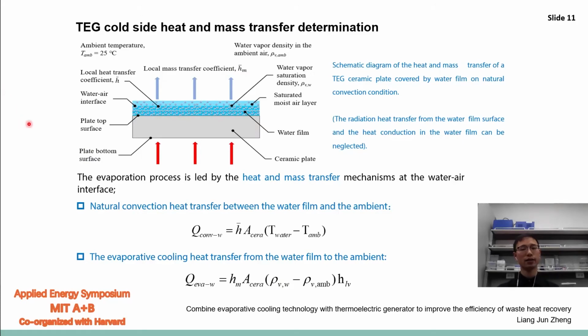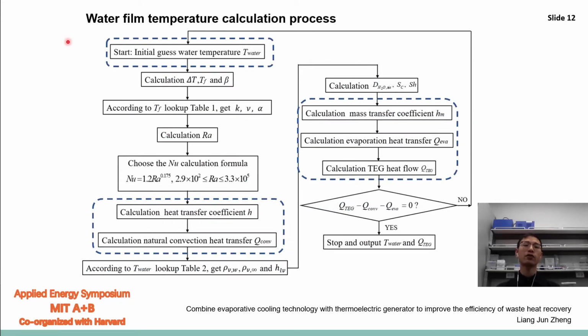By determining the TEG cold side heat and mass transfer, this figure shows the cold side is covered by a thin water film, and at the water-air interface, natural convection heat transfer and evaporative cooling heat transfer occur. So we can write these two equations. All the parameters such as hm, rho vw, and hlv are related to the water film temperature. So here, we have to know the water film temperature.